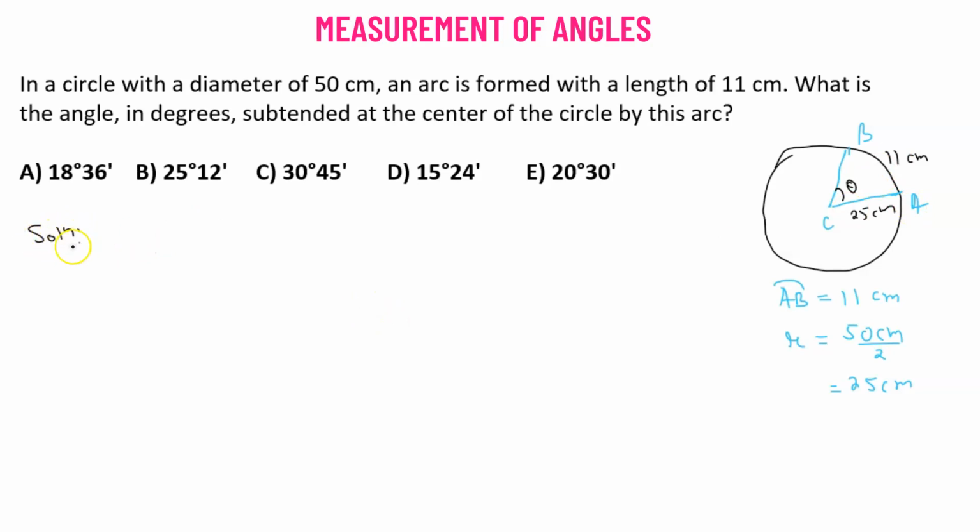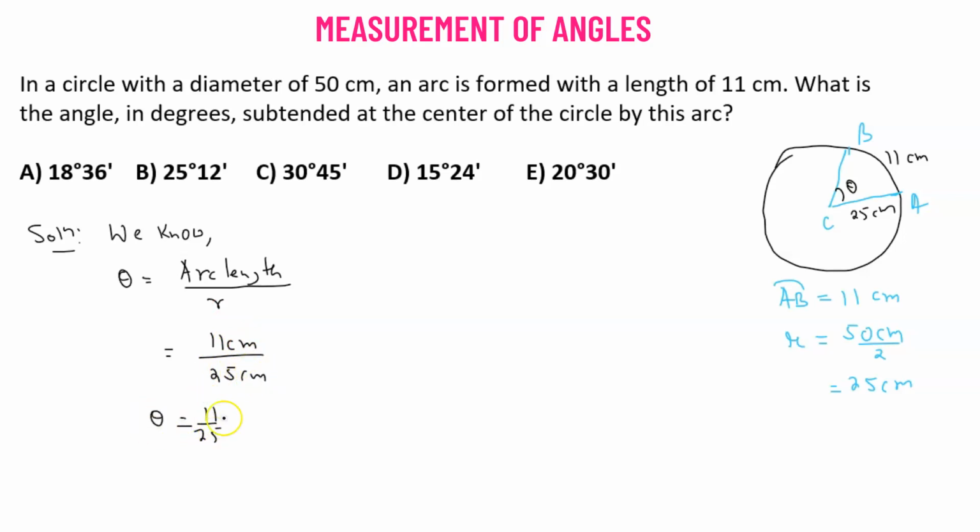So here we're going to use the fact that whenever we have the angle measure theta, or the central angle, it is given by the arc length, arc AB, divided by the radius of the circle. So the arc length that's given is 11 centimeters divided by the radius, which is 25 centimeters. So this comes out to be 11 over 25. And usually whenever we have a value in this fashion, the ratio 11 over 25, this always comes out to be in radian measure.